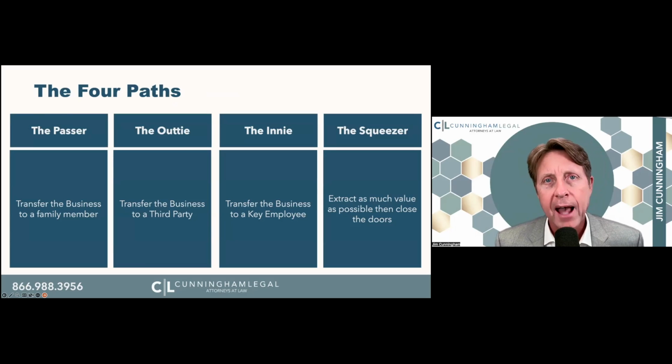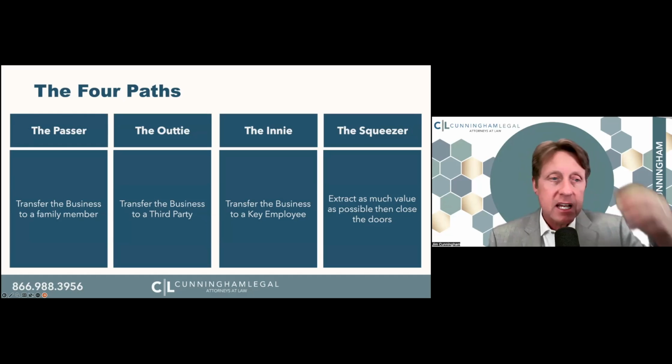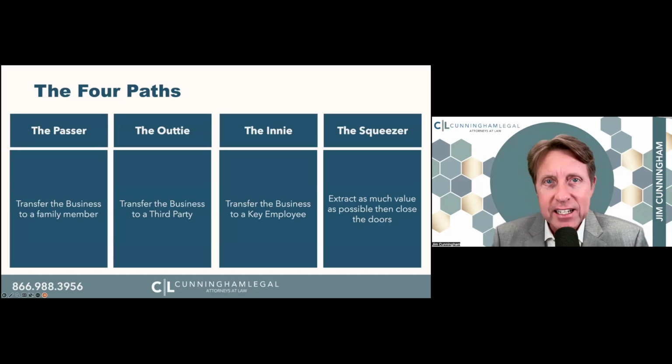There are 4 paths. Now, I didn't come up with these names. This is from Patrick Ungashik, who spoke. I'm actually in a group called Vistage, which is a CEO group. I've been in it a little over 10 years. We're going to cover what that is a little bit later in the materials. But one of our speakers spoke about business succession, and he has 4 nicknames, which I think are just great: the passer, the outie, the innie, and the squeezer. So if you don't remember anything else from this today, this tends to resonate with people.